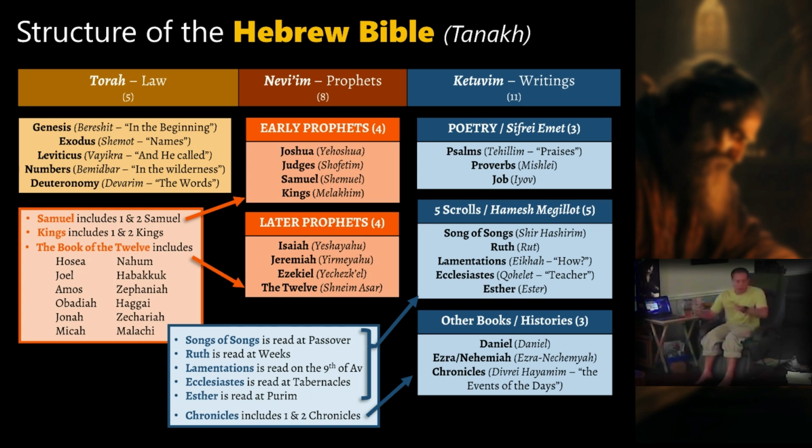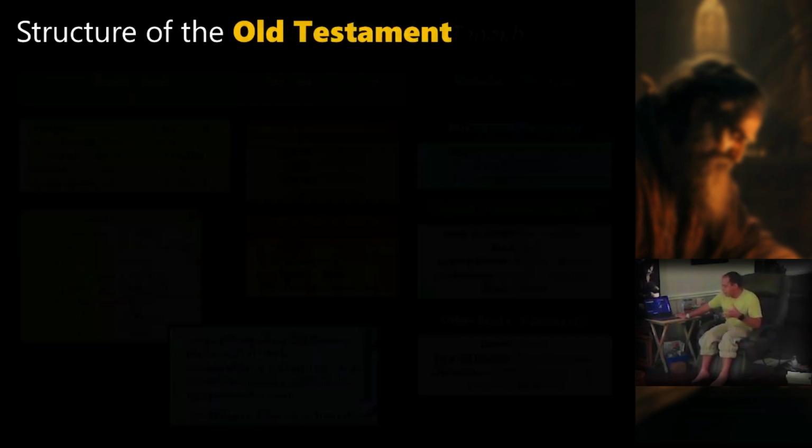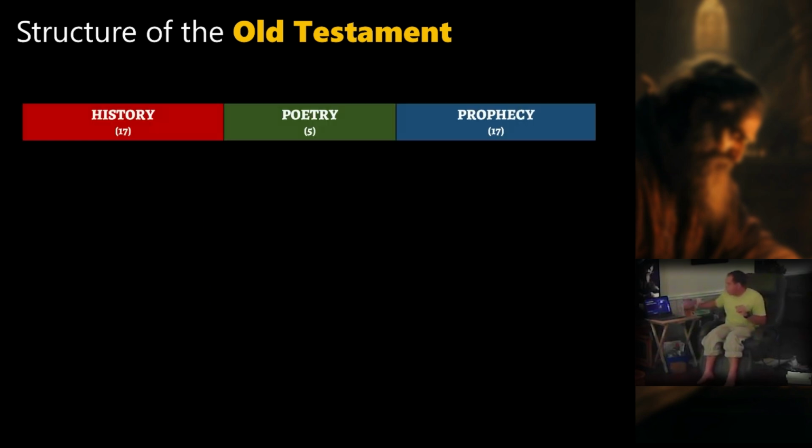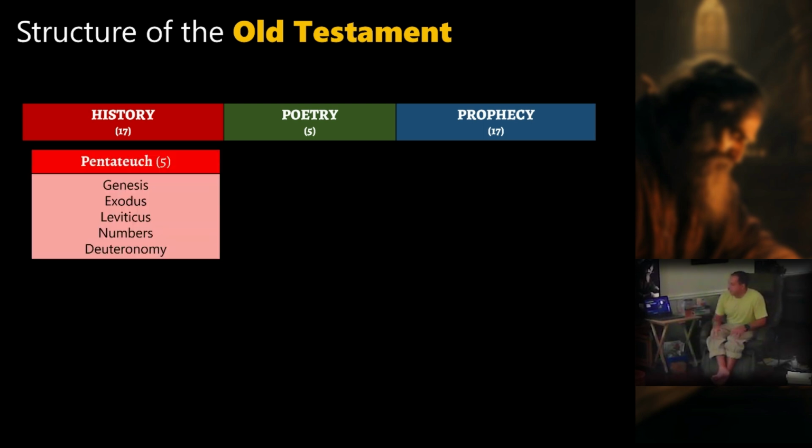Now what I want to do is I want to contrast that by how we've structured our Old Testaments. And so I kind of already mentioned that the way that we structure our Old Testament isn't nearly as satisfying to me, but from an aesthetic perspective and a symmetrical perspective, it actually is superior by far. And so the way that we have structured our Old Testaments is into 17 books of history, 5 books of poetry, and then 17 books of prophecy. Right off the bat, you'll notice the symmetry, right? 17, 5, 17.